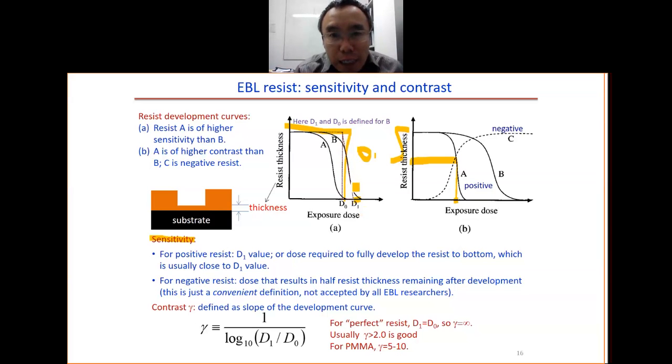So you draw a line here for the case of B. This way you have a D1 value. And the turning point here is the D0 value. The contrast is defined as 1 over log10 of D1 over D0.